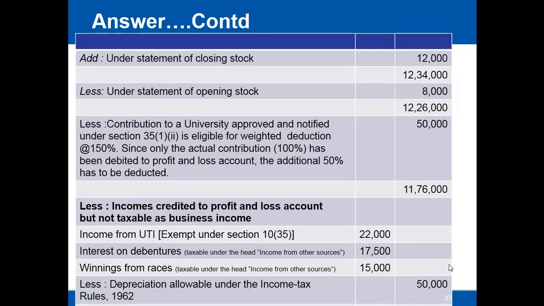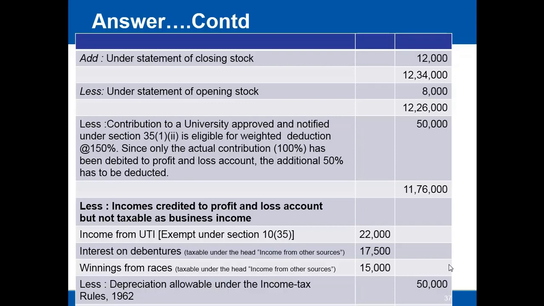Now we are going to make an adjustment for the closing stock which has been omitted in the income and expenditure account. So we will add the understatement of closing stock, which is 12,000. This is closing stock which was lying with him since he has not included it. Now it will be added and it will boost his net profit. Then we will be reducing the opening stock of 8,000 because it was being consumed during the year.